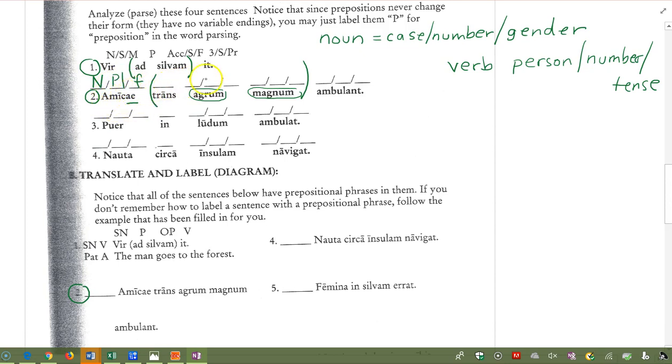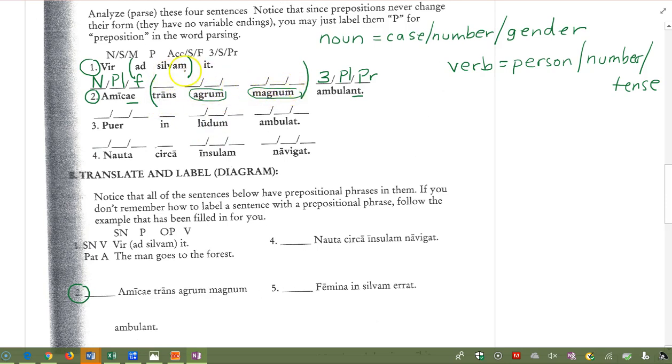Amici, ambulant. All right, so we're on verb. It's third person. Once again, it's plural because it's matching with our amici. And it's just in present tense, ambulant. There we go. Now, the amici, ambulant, trans agram magnum. If you want to say it really fancy, like the Romans, trans agram magnum.